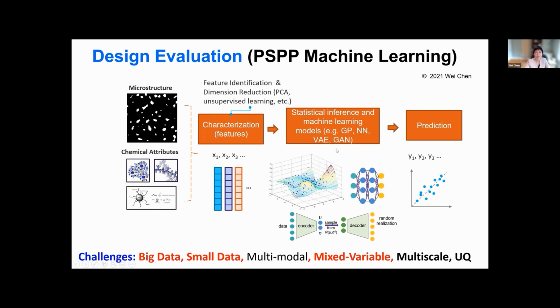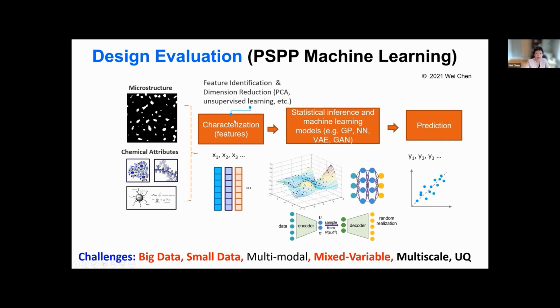Here I'm listing some very representative machine learning techniques that have been used in different applications and different works. They range from statistical inference methods like the Gaussian process model to neural networks to more recent techniques like VAE and GAN. As you can see here, when you have a more sophisticated machine learning technique, you can handle more complex inputs such as microstructural morphology, and chemistry definitions that may involve very long chains of SMILES or graphical representations.